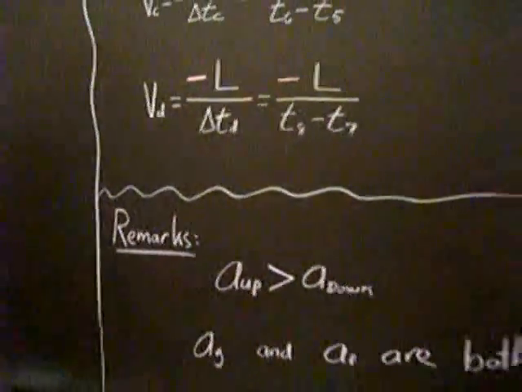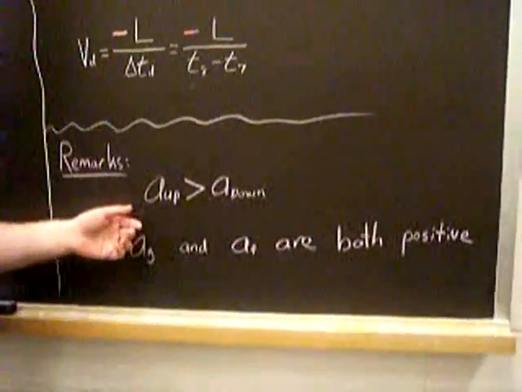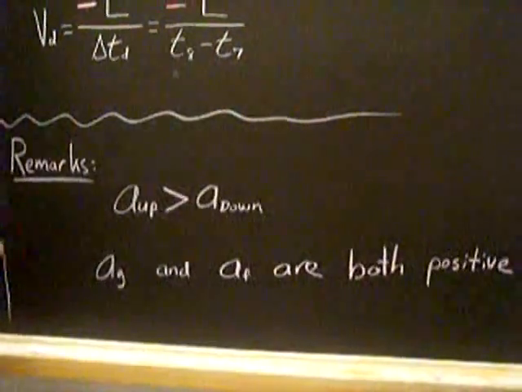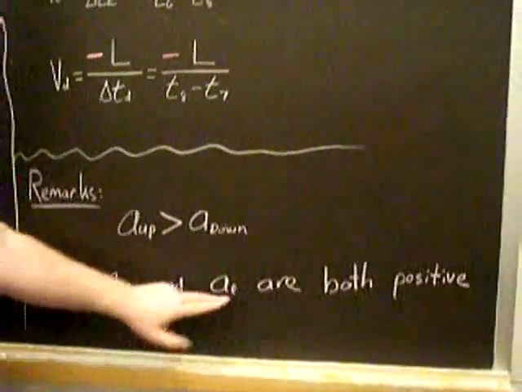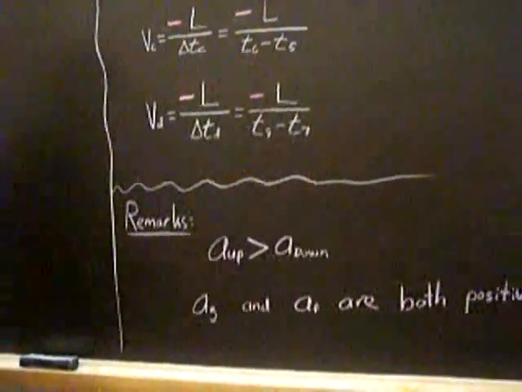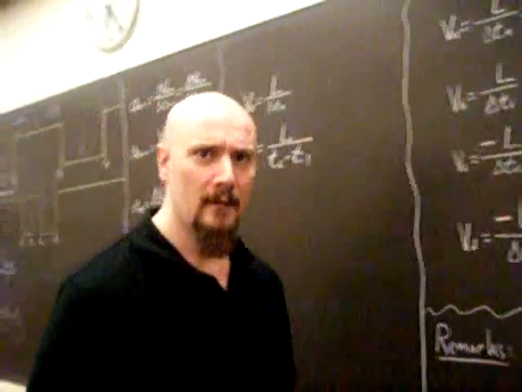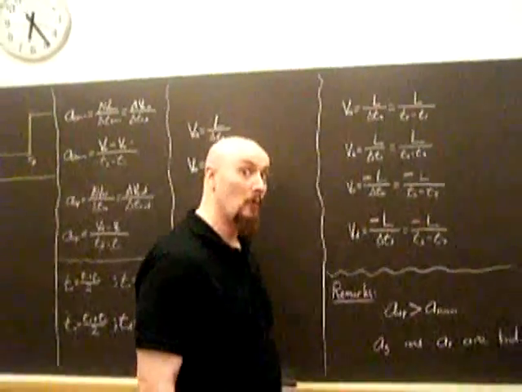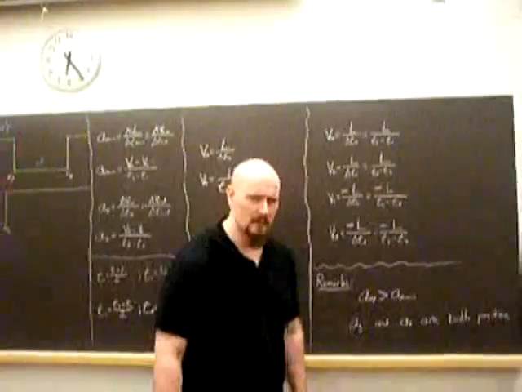And that's it. So all we have now are some remarks. Be sure that A up is greater than A down. If not, you know you're screwed up. And then AG and AF are both going to be positive values. All right. That's the inclined plane experiment part 1. Now, to do part 2, we need to go back to the inclined plane to get some more data.